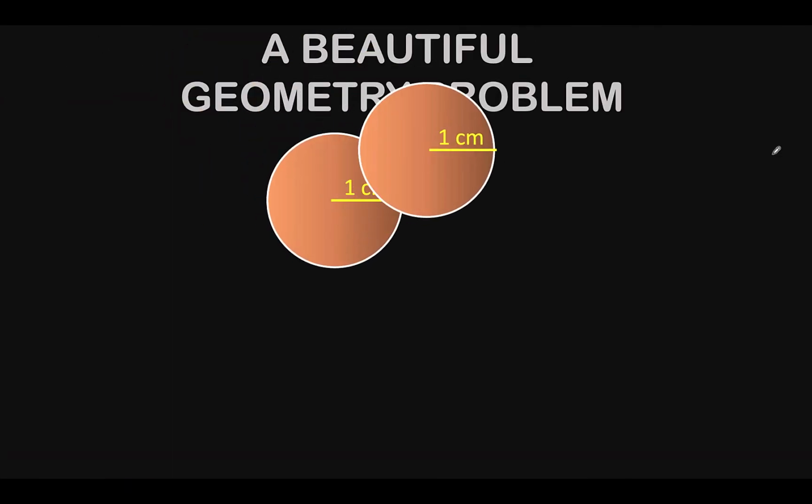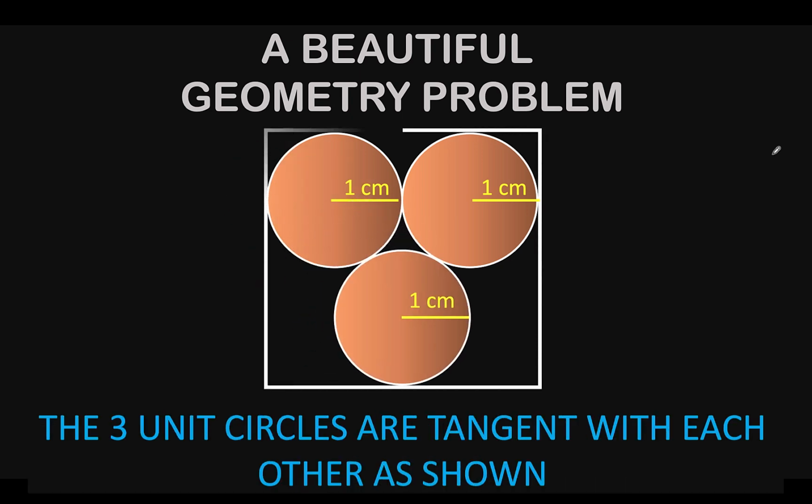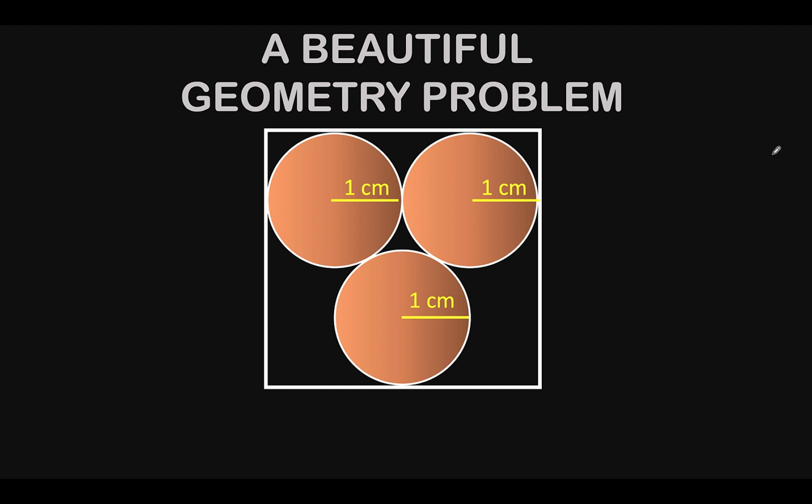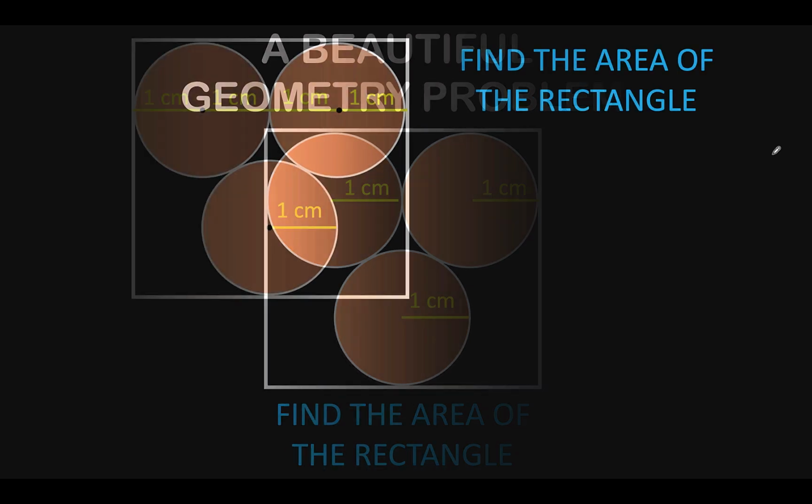Let's say we are given these three congruent unit circles enclosed by this rectangle. We would like to find what is the area of the enclosing rectangle. You can pause the video and try to solve this problem first. Now let's solve this problem together.